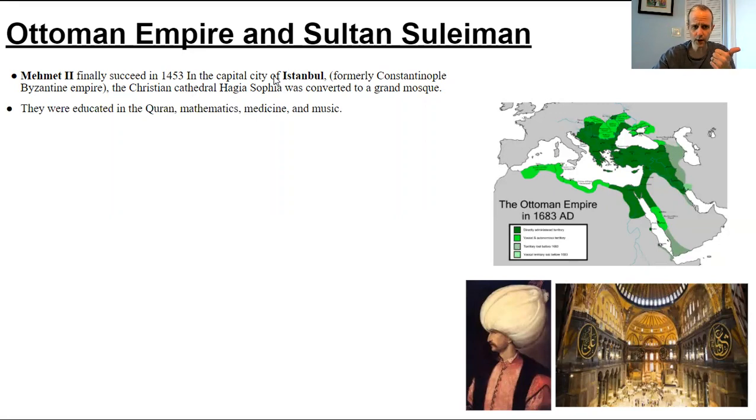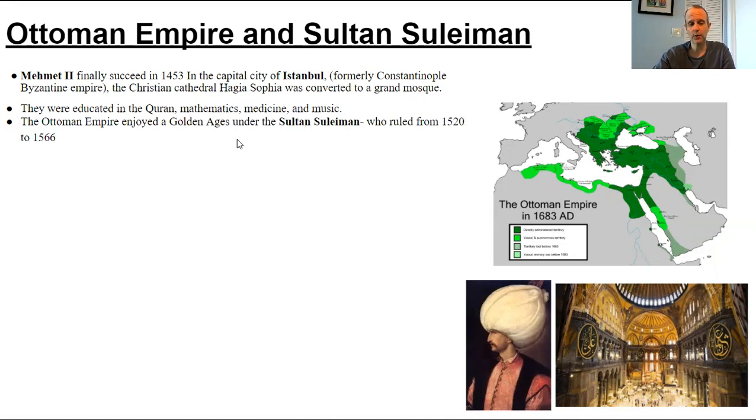They were educated in the Quran, mathematics, medicine, and music. They are the continuation of the knowledge of the ancient Greeks and Romans for the time while the Roman Empire collapses and until the time of the Renaissance, when it reemerges in Europe. Okay, and mathematically, that's what the Renaissance and then the empires that come after utilize from the Islamic empires, especially the Ottomans. The Ottoman Empire enjoyed a golden age under Sultan Suleiman, known as Suleiman the Lawgiver.